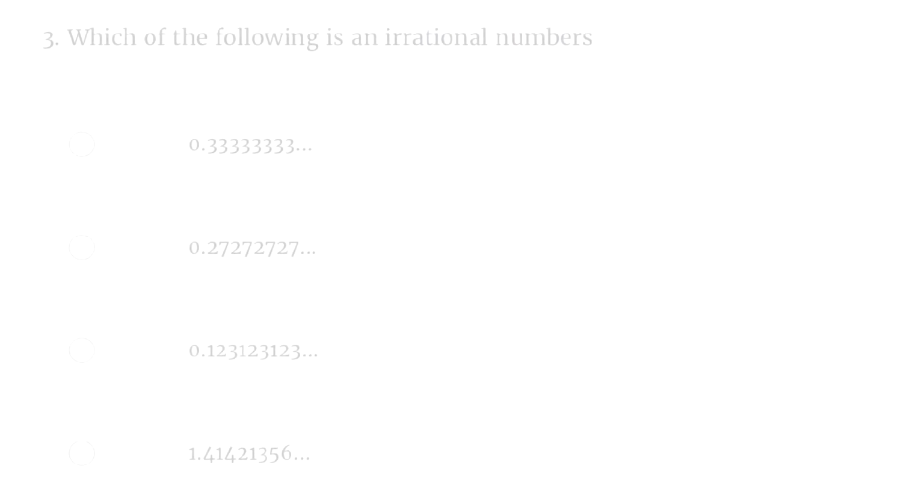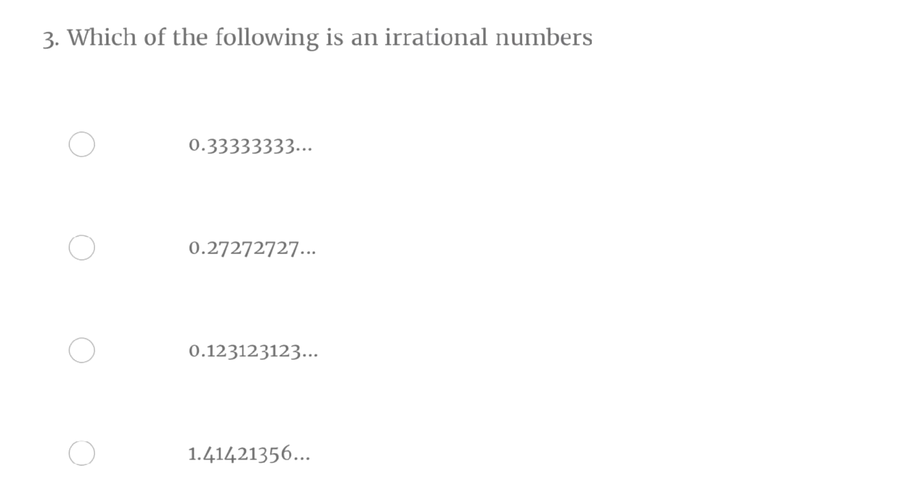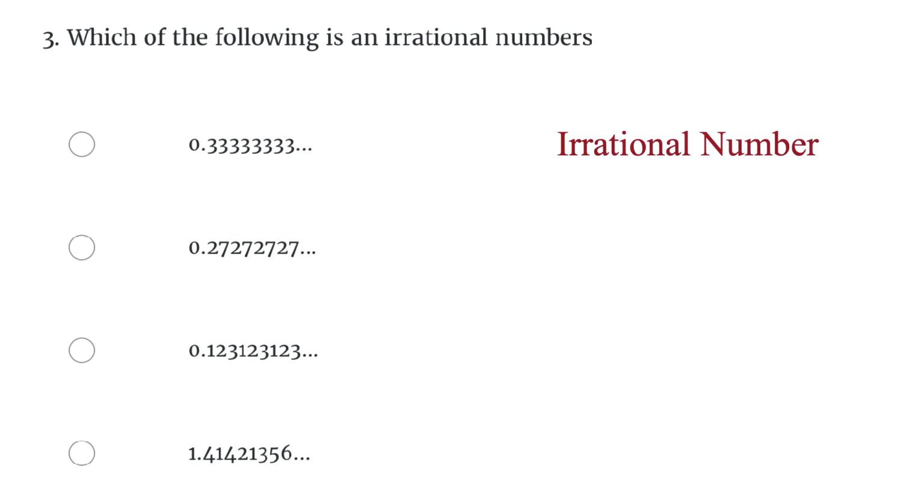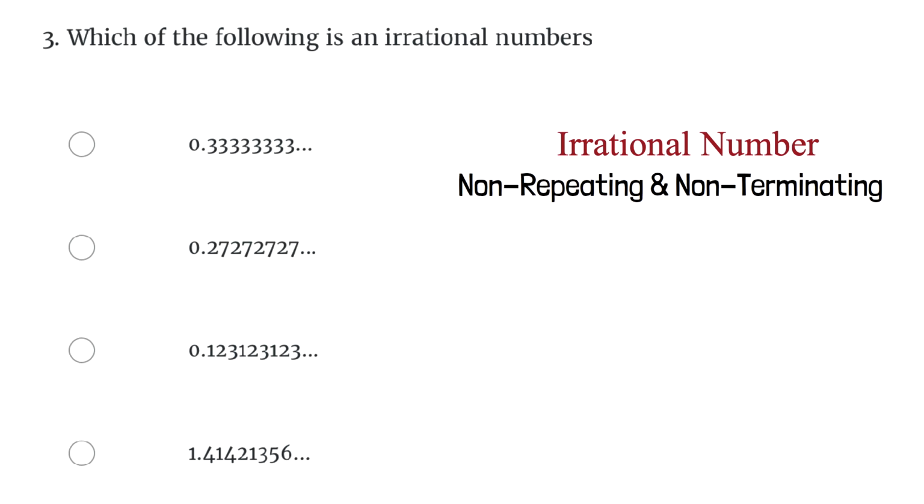When dealing with fractions or integers, it's easy to tell that a number is rational, but when dealing with decimals, it becomes quite confusing if you don't know what you're looking for. In this question, we are supposed to find the number that is irrational. For decimals, we look at an irrational number as a number that has non-repeating and non-terminating decimals.